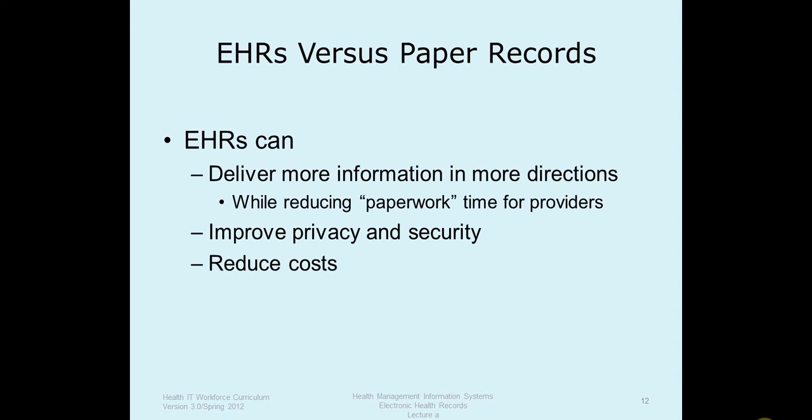One click does it all. They can improve privacy and security. So when we talk about HIPAA, and if you remember, privacy and security also follows with accessibility. So with proper training and effective policies, electronic records can be more secure than paper. They're also reducing costs through reduced paperwork, improved safety, reduced duplication of testing, and improved health care through the delivery of more effective health care.